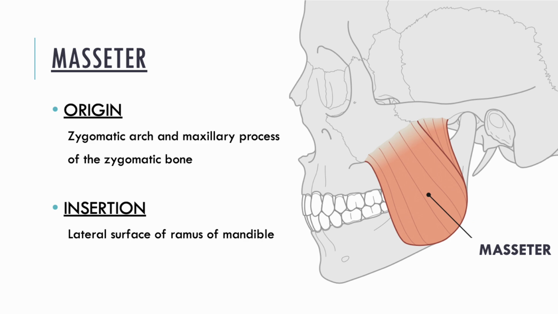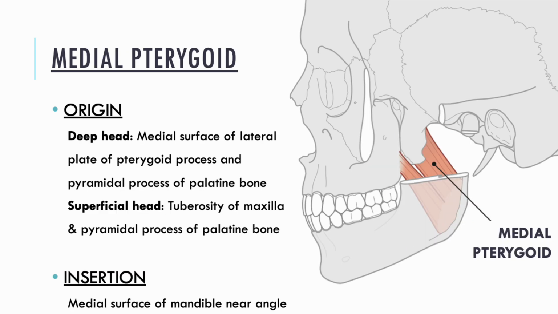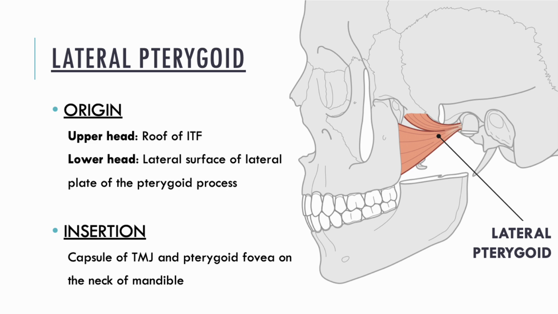The masseter is a prominent muscle that lies superficially in the cheek. On CT imaging, it is very easy to identify. At the same time, it is very easy to confuse. Residents often confuse this muscle with the parotid gland. So this lies superficial, or you can say lateral, to the mandible. Medial pterygoid is another masticatory muscle. Unlike the masseter, this lies medial to the mandible. The lateral pterygoid is a relatively smaller muscle.